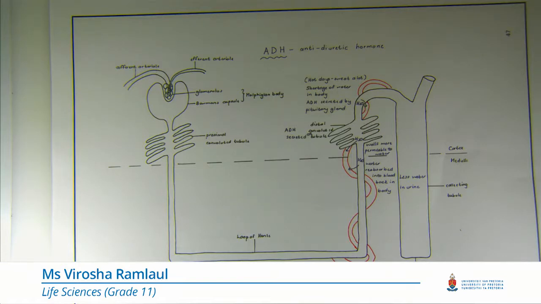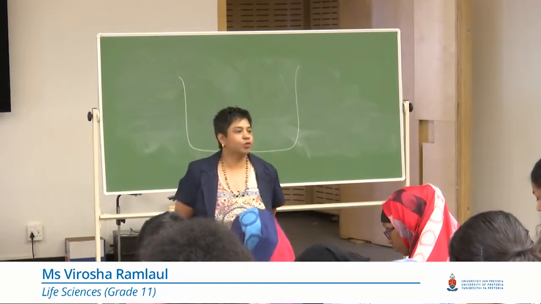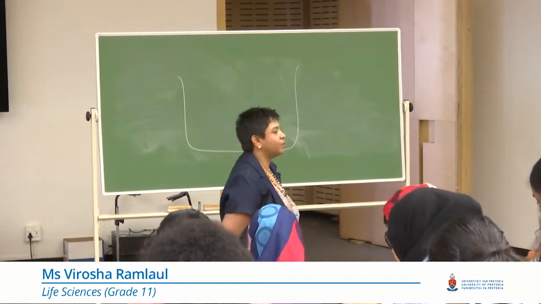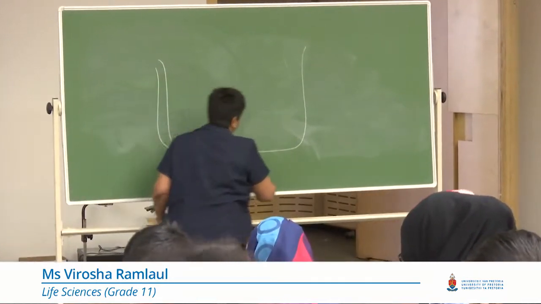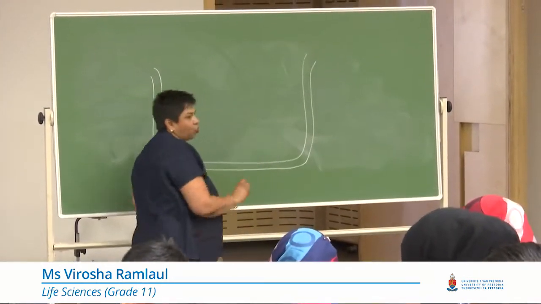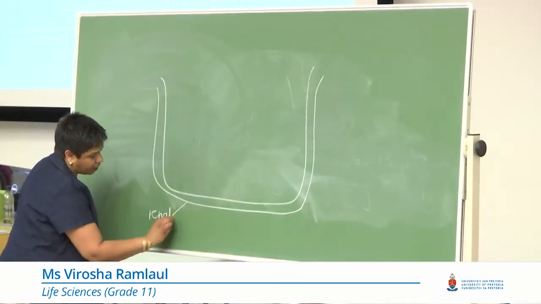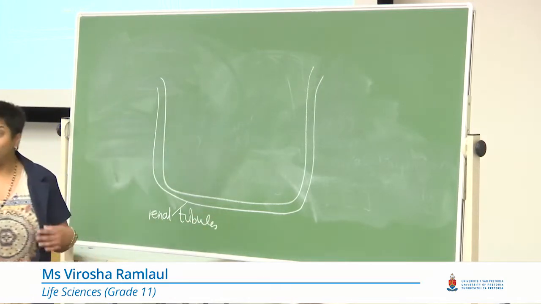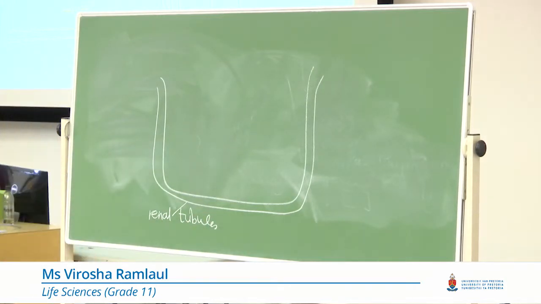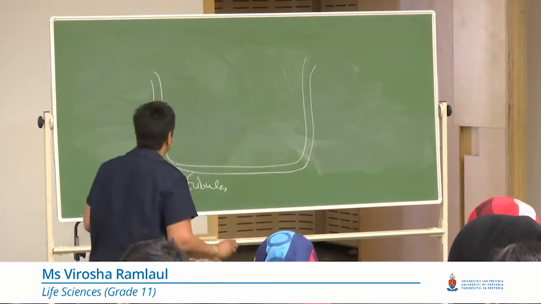Now, ADH, produced by the hypothalamus, secreted by the pituitary gland. I'm just drawing, this is the renal tubules. Yes, I know you know the proper names for it. Loop of Henle, proximal convoluted tubule, distal convoluted tubule. In matric, you can say renal tubules as well.